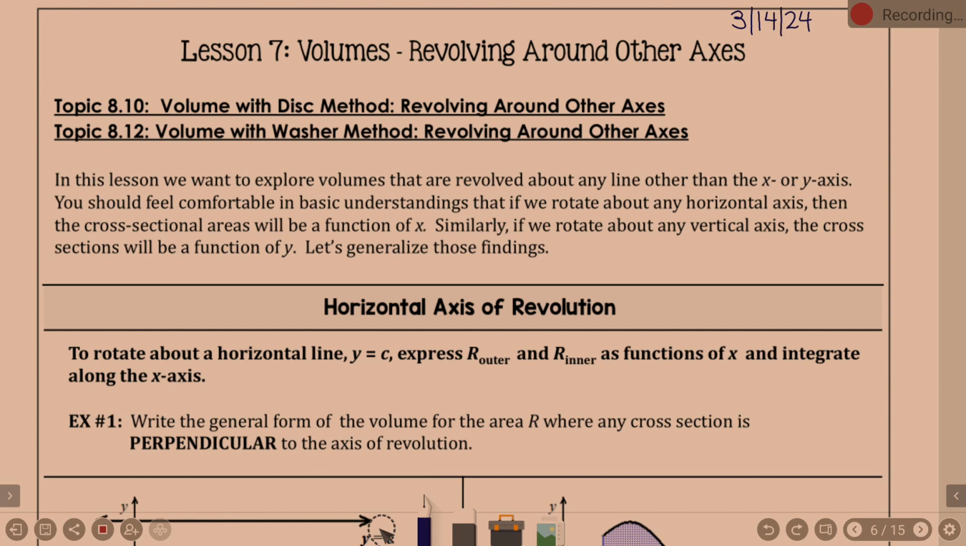We want to explore volumes that are revolved about any line other than the x or y axis. You should feel comfortable with the basic understanding that if we rotate about any horizontal axis, then the cross-section area will be in functions of x. A horizontal axis is something that's parallel to the x-axis. When we rotate around the x-axis, we were working in x's. If we rotated about the y-axis, or in other words, any vertical axis, then we're going to be working in terms of y's.